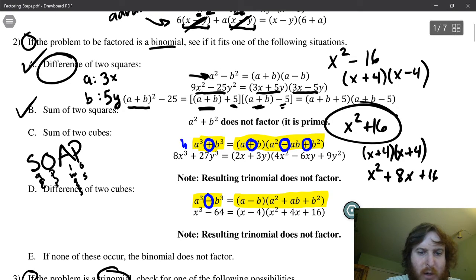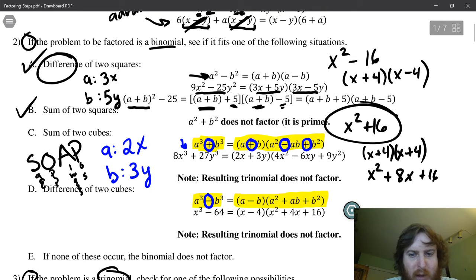As soon as I see the cubed, I'm thinking, hey, that might be a sum of cubes. So I want to think, can I cube root 8x cubed? Well, the cube root of 8 is 2, and the cube root of x cubed is x. Can we cube root 27? Yeah, it's 3, and y cubed would be y. So now we're just plugging these in, right? 2x plus 3y. Then this next one is a squared. So we need to square the 2 and the x, so it becomes 4x squared. Then we're going to multiply them together. 2 times 3 is 6, and then xy. And we need to square the b term. So 3 squared is 9, and y squared is y squared. Okay? Should be easy enough.